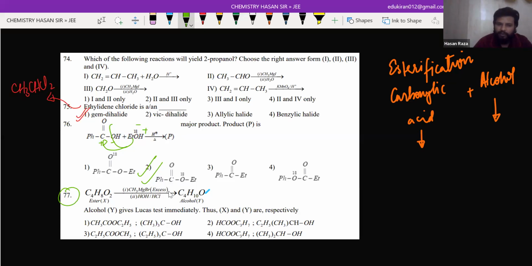For 77, C4H8O2 is an ester that is given. You are going to react with CH3MgBr in excess, then H2O and HCl. Then you are getting alcohol. Alcohol Y gives the Lucas test immediately. Thus, X and Y are respectively. You need to tell me which type of X it is and which type of Y it is.